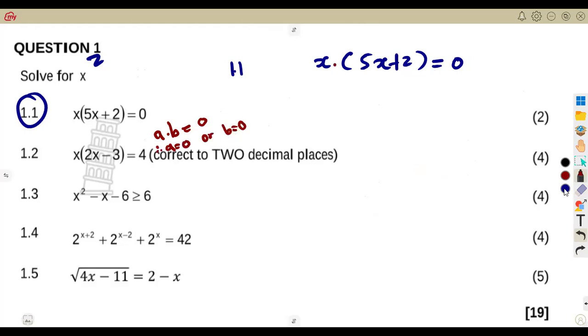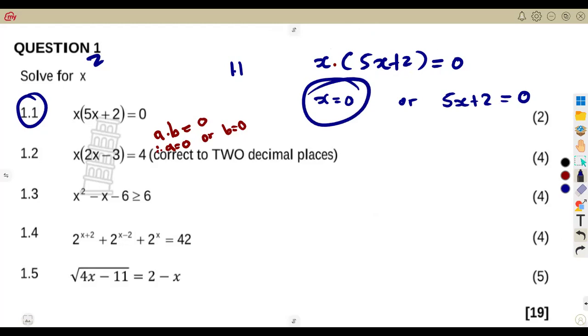So there we've got a product, that's x multiplied by 5x plus 2. So it is either one of these two must be equal to 0. So you're saying x is equal to 0, or this other part is equal to 0. It's a multiplication, a term and a bracket like that, so you're supposed to use the same concept. So this bracket also must be equal to 0. So this is what you're going to have: 5x plus 2 is equal to 0.